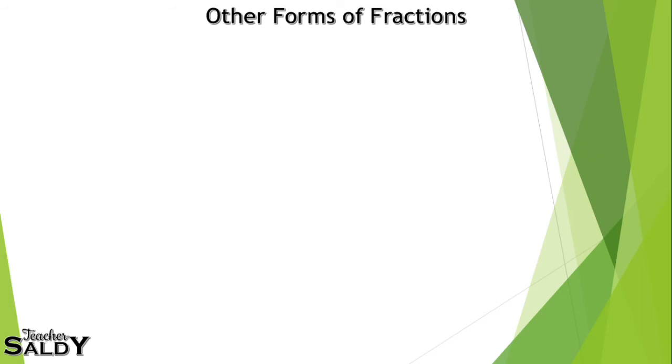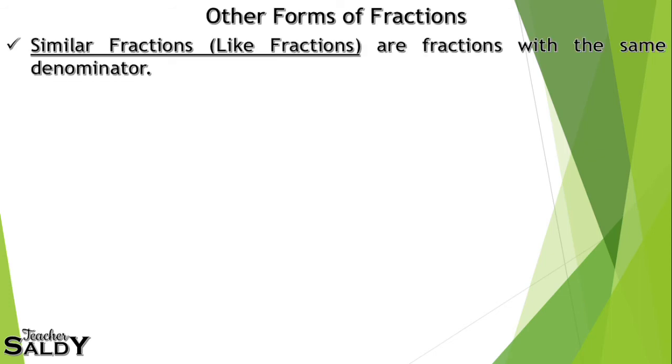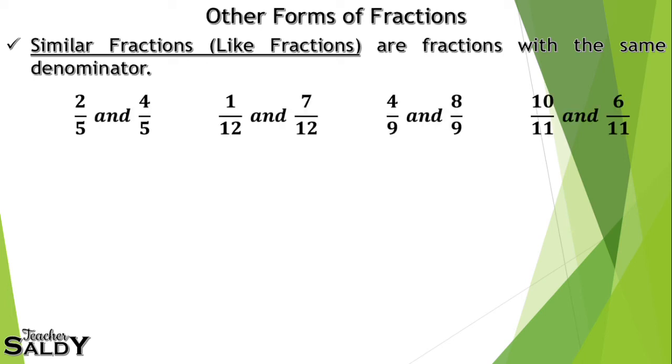So we have other forms of fractions. Similar fractions, or in other references, like fractions. These are the fractions with the same denominator. Let's have some examples. 2/5 and 4/5, or 2 over 5 and 4 over 5. These are what we call similar fractions because they have the same denominator.